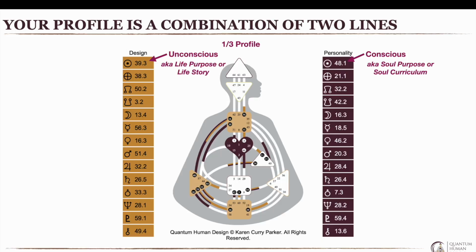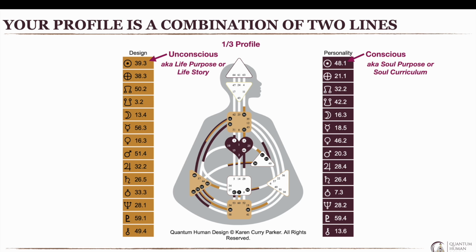And if you look at your chart, you'll see at the very top on either side, there's a symbol of a sun. It's the circle with a dot in the middle. And next to both of those sun placements, there is a whole number, and then a decimal point, and then another number. Your profile is derived from the number on the right in both placements. So on your soul purpose side and your life purpose side. Some chart software may say personality or design at the top of those columns.